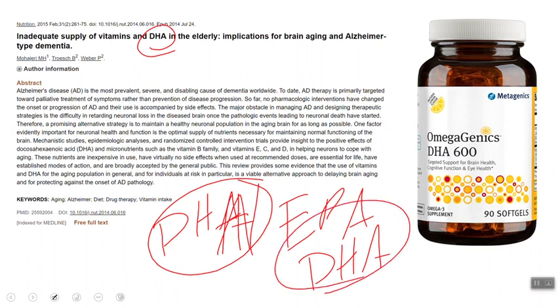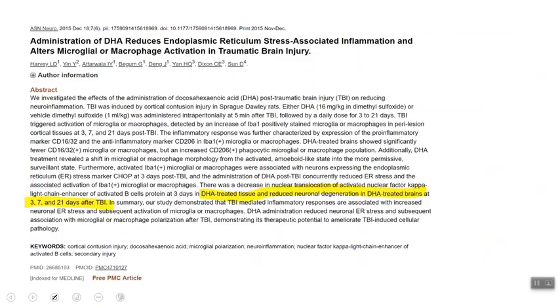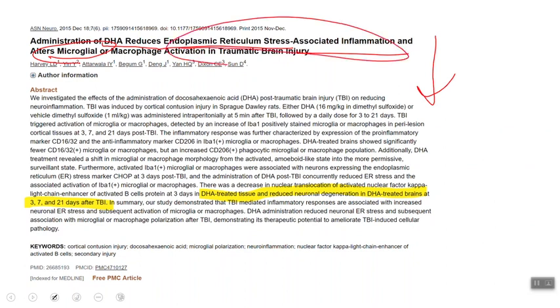Now, how much should you take? I don't know how much you should take. That's why functional medicine is an individualized, custom tailored program to figure out your needs. Here we go. DHA reduces endoplasmic reticulum stress associated with inflammation. So what does it do? It alters your, remember that microglia? It alters your brain chemistry, your inflammation in your brain. It decreases inflammation in your brain by this big term right there, okay?